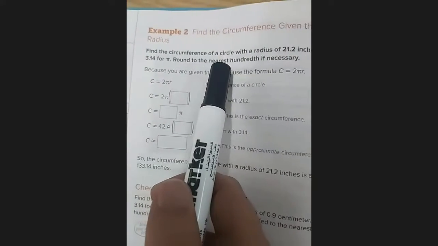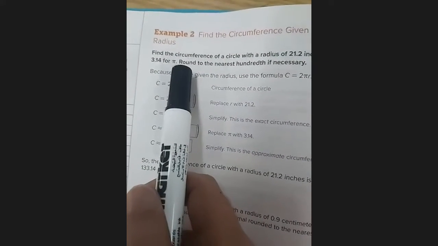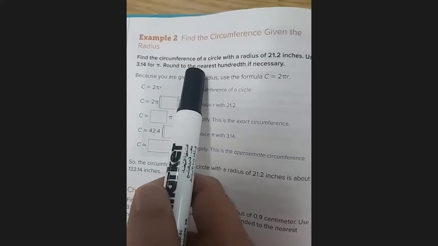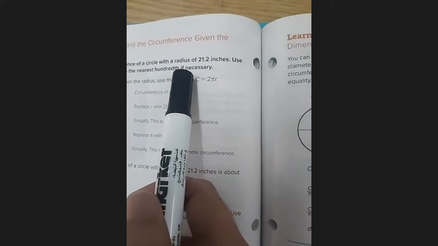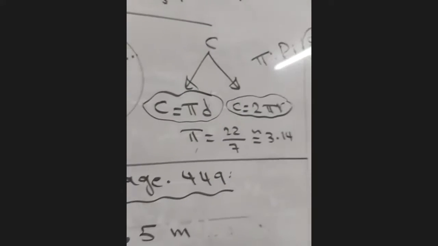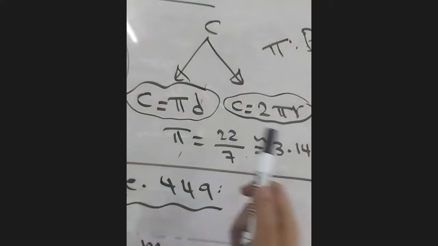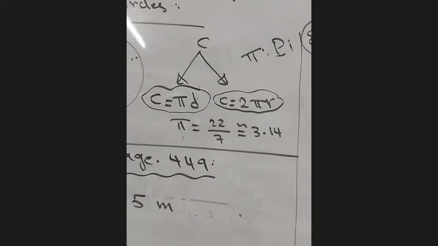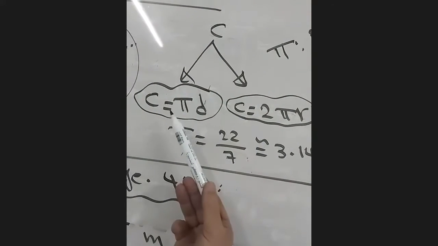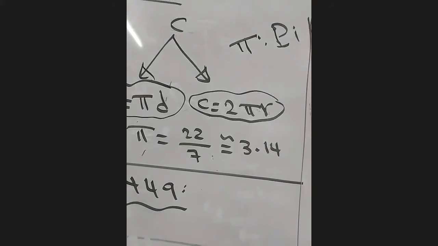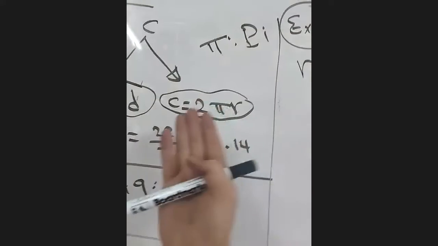Round to the nearest hundredth if necessary. So what's given here, Rashid? The radius or the diameter in the example? The radius is given. Which one will we use, the first formula or the second formula? The second formula. Yeah, what's the second formula?